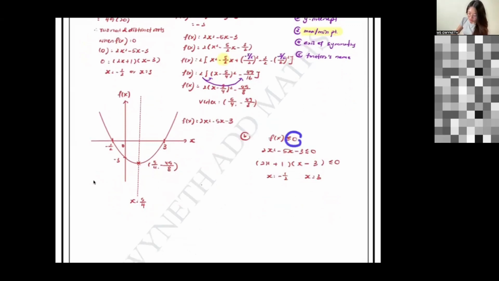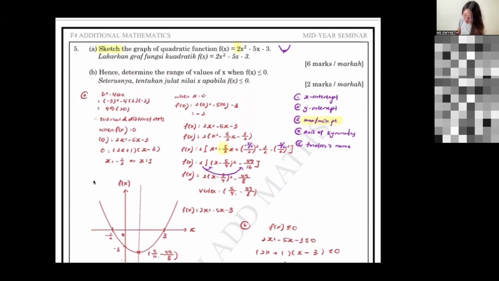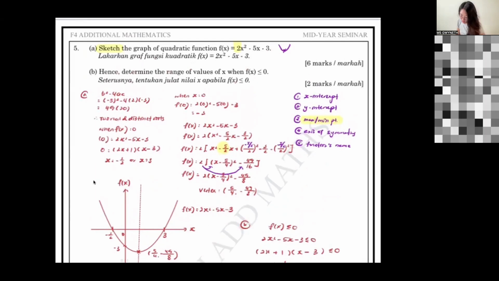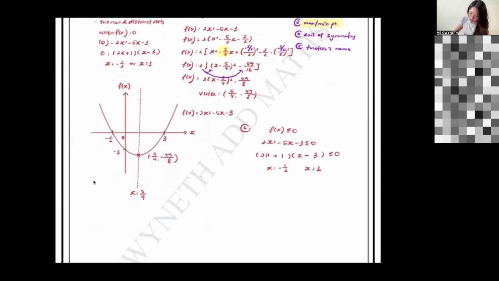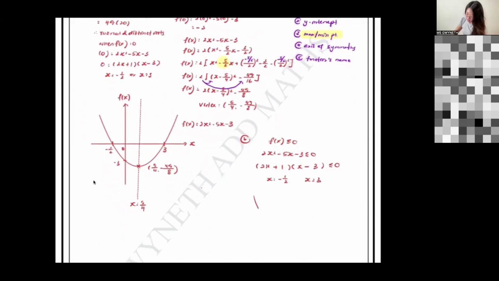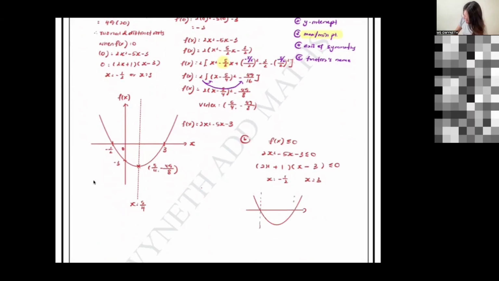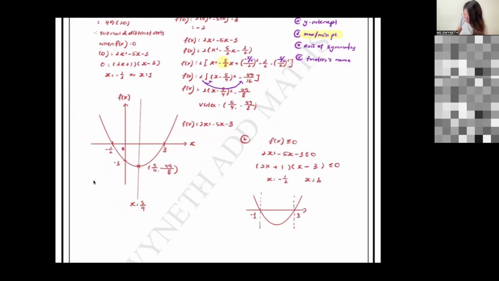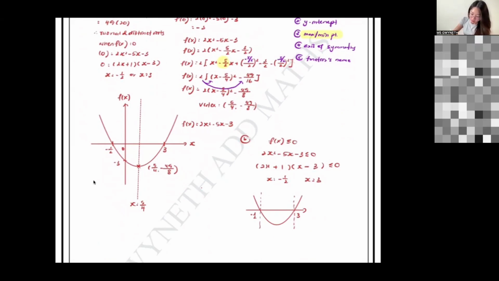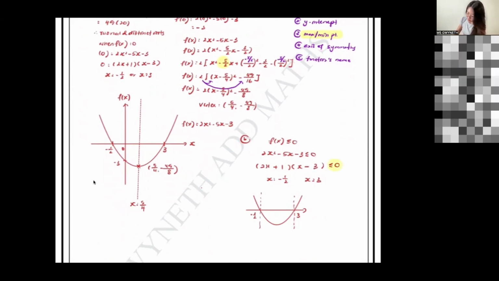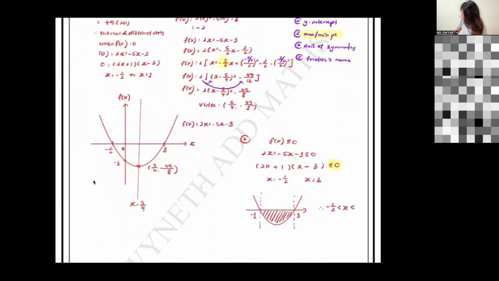Okay, less than 0. Less than 0 means your answer, wait, let me check. 2x squared minus 5x minus 3. 2x, 3, correct? Okay, less, right? Okay, this is an inequality. Negative 1 over 2, 3. Okay, now for this answer, you look at the latest inequality, less than 0, isn't it? So the answer will be in between negative 1 over 2 and 3.